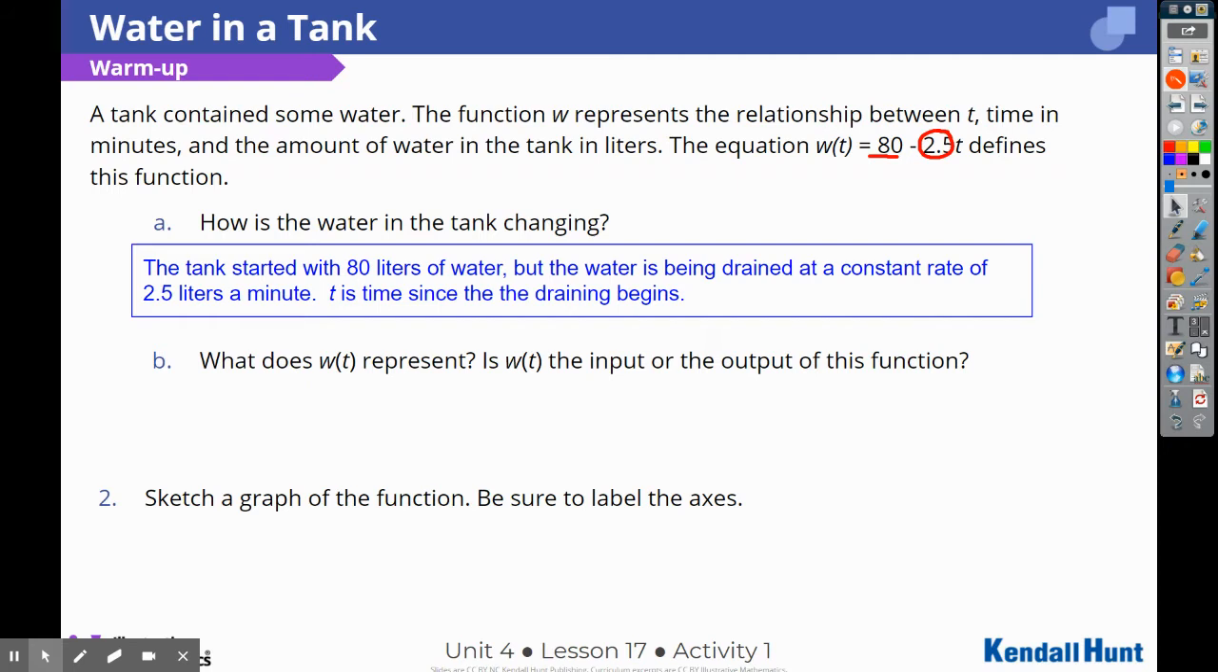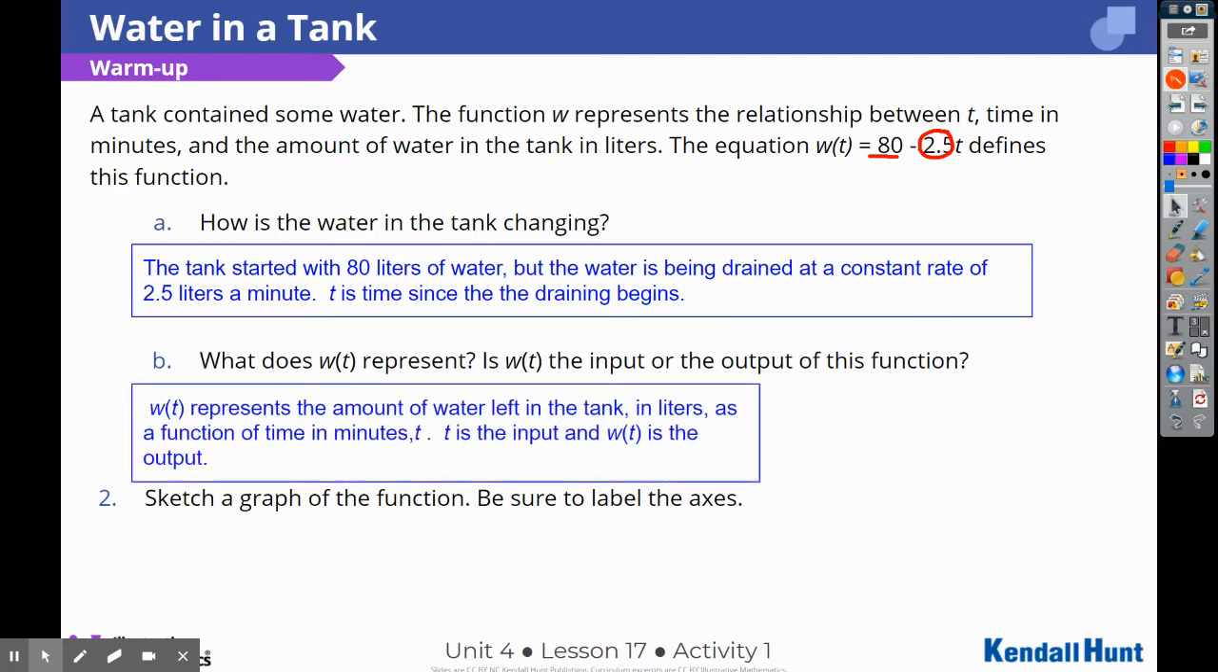What does W of T represent? And is it the input or the output of this function? W of T is just the amount of water left in the tank. It is how we calculate how much water is in that tank. And T is the time in minutes. So that means that T is the input, and we know that because it's in the parentheses after the name of the function. T is your input, and W of T is the output.